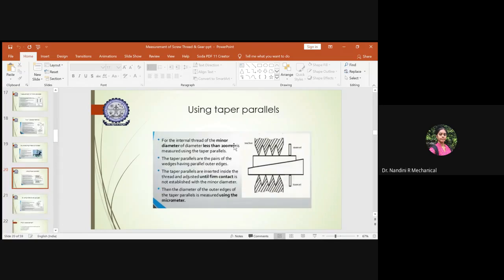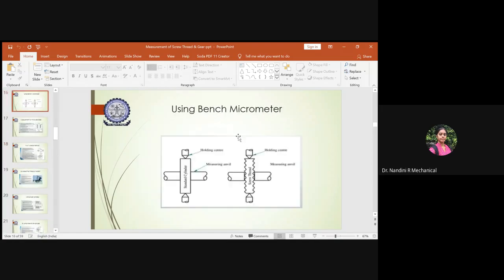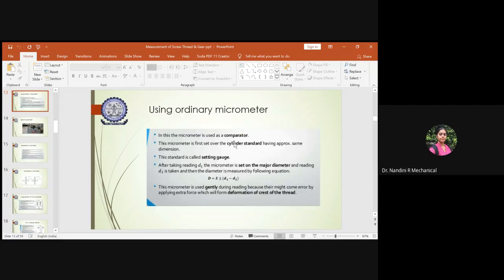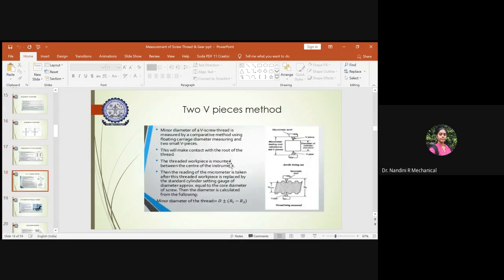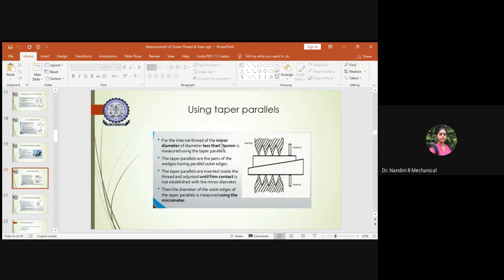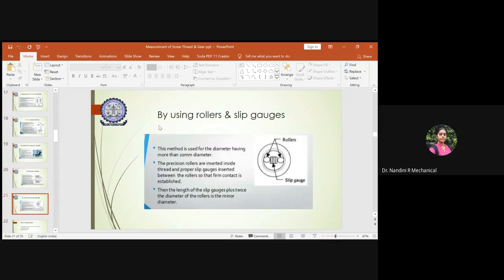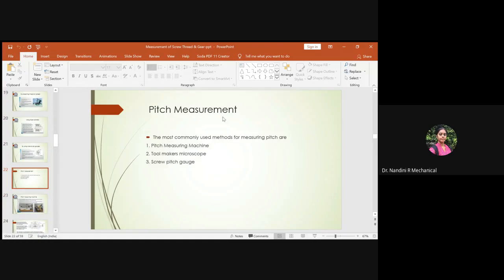And later, the other method. For measuring minor diameter of internal thread, we will be using taper parallels, where the internal threads could be measured. We dealt with this also. And one more method to measure the internal thread was using rollers and slip gauges. This also we dealt with.